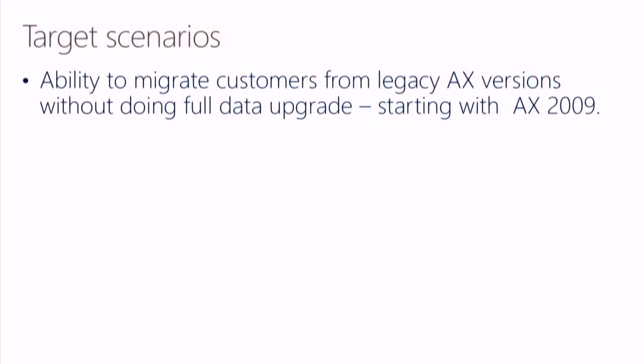So the target scenario is the ability for customers to migrate from legacy versions. We're starting with AX 2009, without doing a full upgrade. That means we don't want you to carry forward the whole set of transactions along with the configurations, the whole set of historical transactions, the way you would in a traditional upgrade. We want you to migrate only a selective set of information. We'll support certain things out of the box that you can obviously go in and extend as well. So what do we support out of the box?